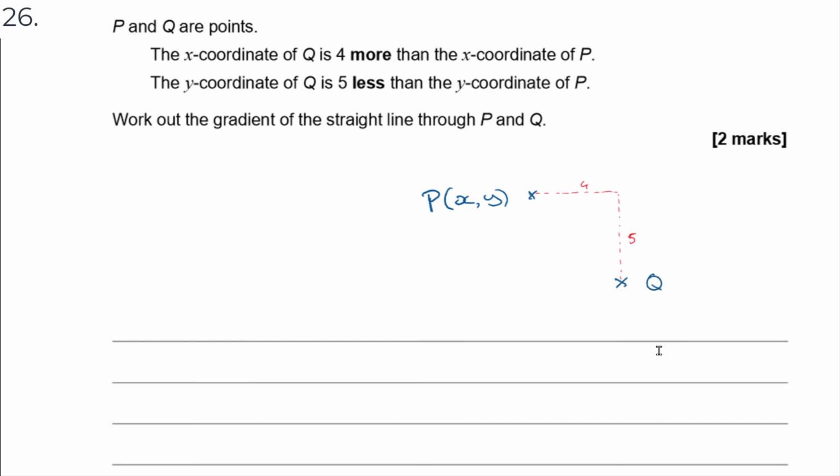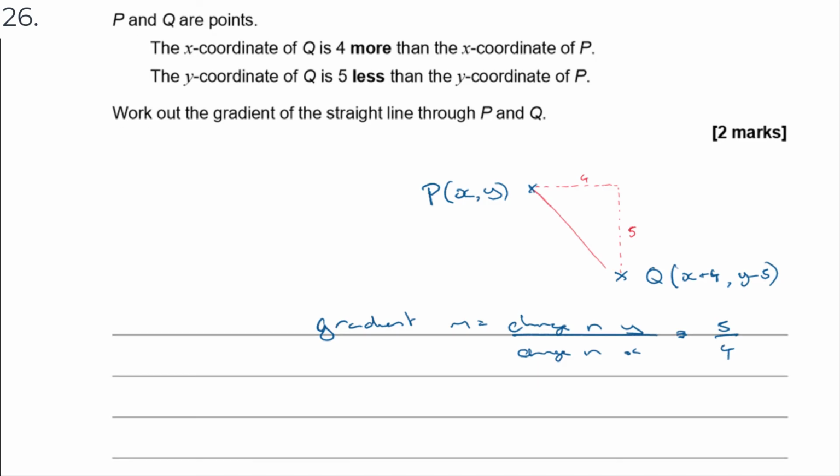So that's going to be Q with x coordinate x plus 4, because it's 4 more than P, and y coordinate y minus 5. Okay, I don't really need that actually. I can just use the triangle actually to solve this, can't I? So if you think about it, we want the gradient of this line here, and gradient m is equal to change in y divided by change in x, isn't it? Okay, so here change in y is 5 and change in x is 4.